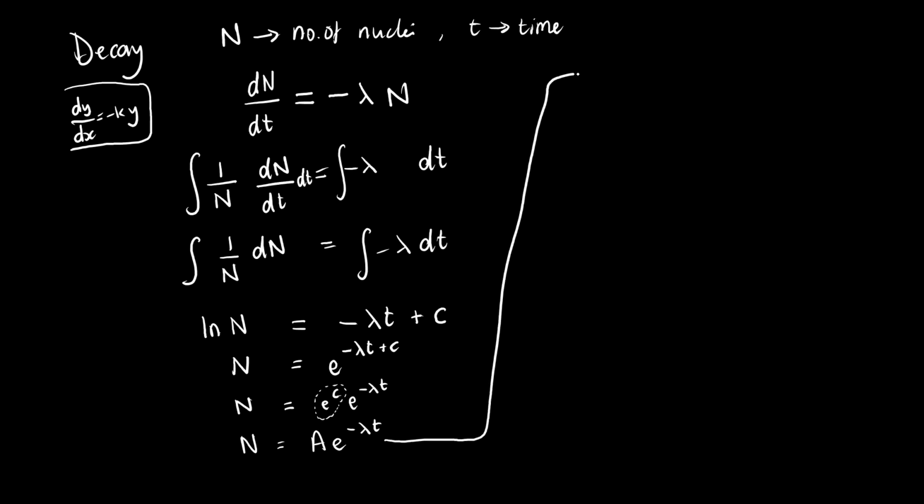Now, I think about more of a convention. If we call the number of nuclei at start n0, i.e. when time is 0, the number of nuclei, I'm going to call it n0. Put this into this equation. Replace n with n0, replace t with 0. Remember a e to the 0, so n0 is equal to a, and e to the 0 is 1. My equation becomes n equal to n0 e to the minus lambda t.